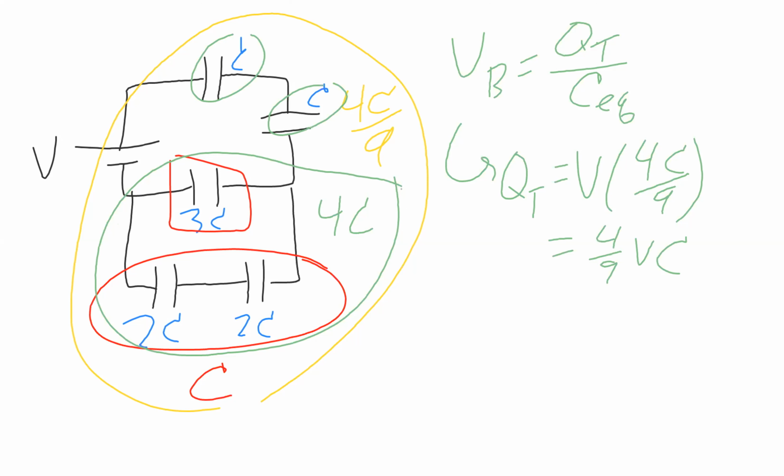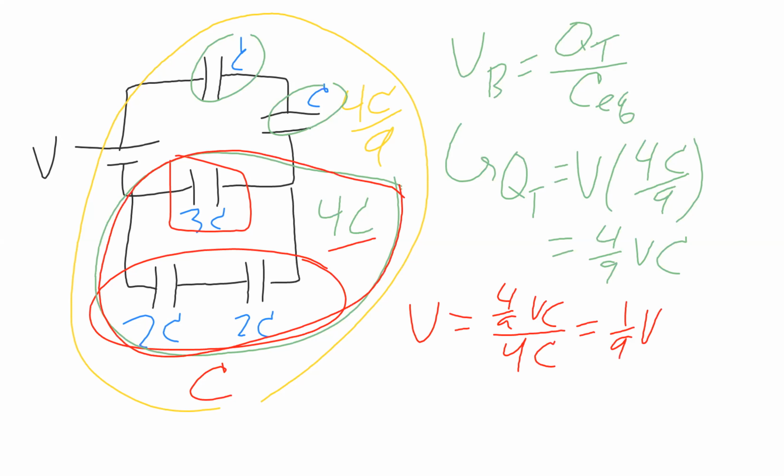I can then calculate the voltage. The charge is going to be 4/9 VC. So that's my Q, and then I have it over the equivalent capacitance, which was 4C. So this gives me 1/9 V. Now this is the voltage on this 4C equivalent capacitor.